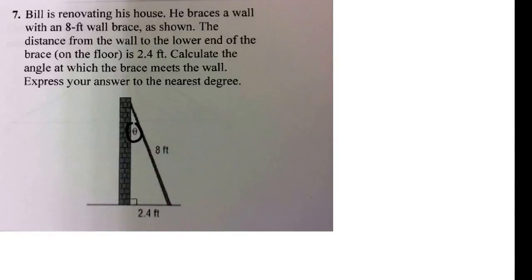Using our angle, let's label our triangle again. The one straight across will be our opposite, and the 8 in this case will be our hypotenuse, right?